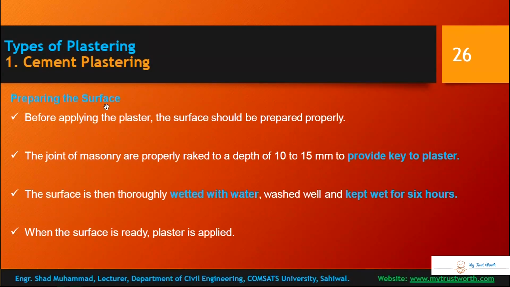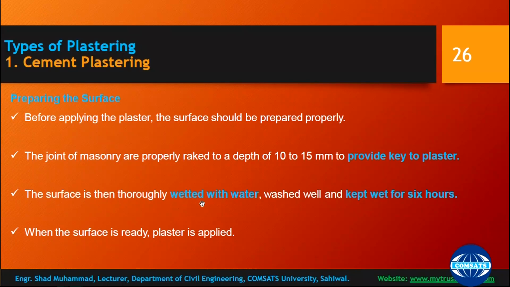What is the process of preparing the surface? How first you need to prepare the surface. Before applying plaster, the surface should be prepared properly. Means you should, with the use of jharu, clean the surface of the masonry. The joints of the masonry are properly raked to the depth of 10 to 15 millimeter to provide key to the plaster. As you know that when we are doing masonry, there are already keys provided. Means the mortar is 10 to 15 millimeter inside, so they provide a key to the plaster surface.